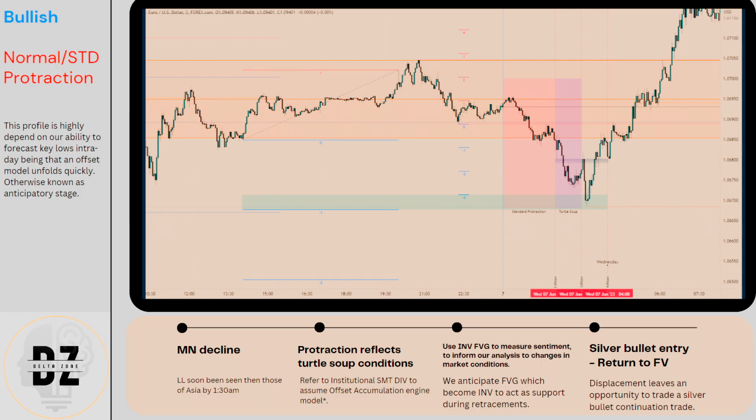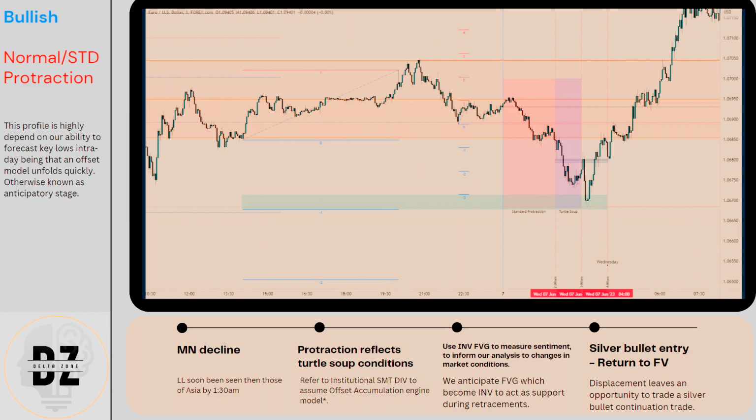This model unfolds quickly, so it is essential that we are able to forecast killzones intraday. We note previous day lows, intra-week lows, previous session lows, as well as previous week lows. We use standard deviations of the central bank dealers range and Asian range to project and enforce areas of high confluence. The protraction stage in this profile reflects turtle soup conditions, the validity of which is confirmed by institutional SMT divergence. If we confirm institutional SMT divergence or institutional sponsorship, we can move on to a number of qualifying factors.